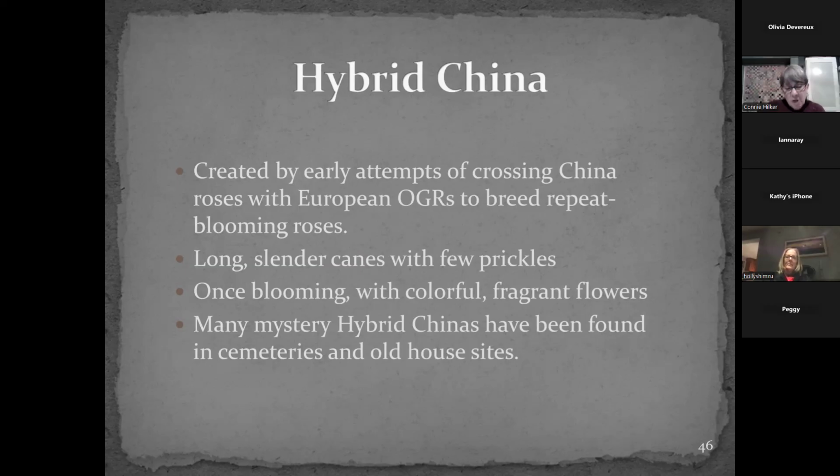The foliage often looks like the Gallicas or the centifolias, but the canes are long and slender, and often the new growth is kind of red like you would expect on a modern rose. Most of the hybrid Chinas are a mystery because they weren't particularly well documented, and I have found numerous ones surviving in cemeteries, often without care.